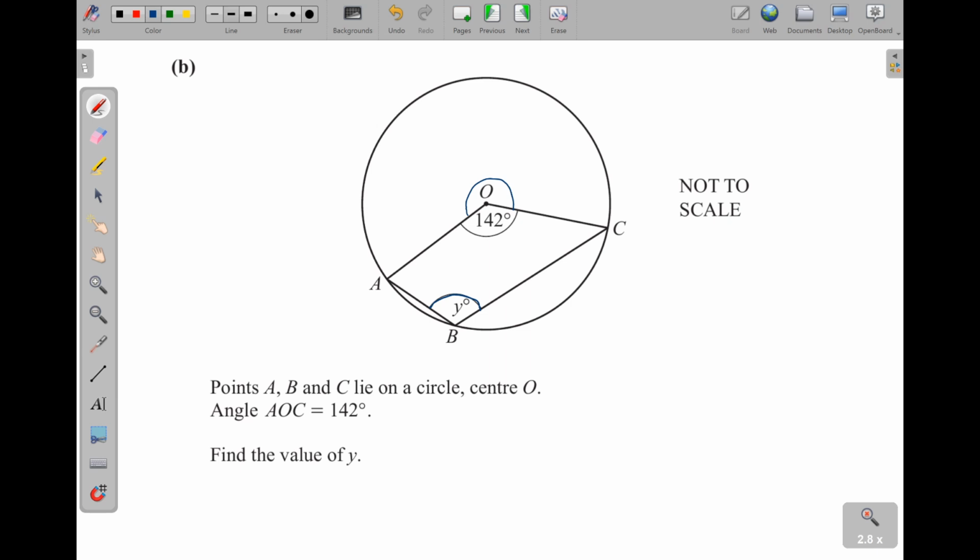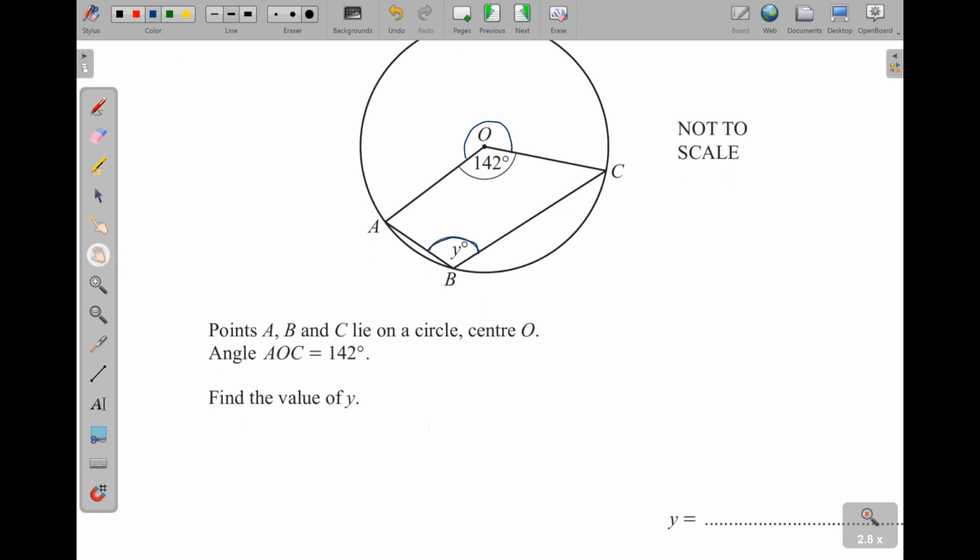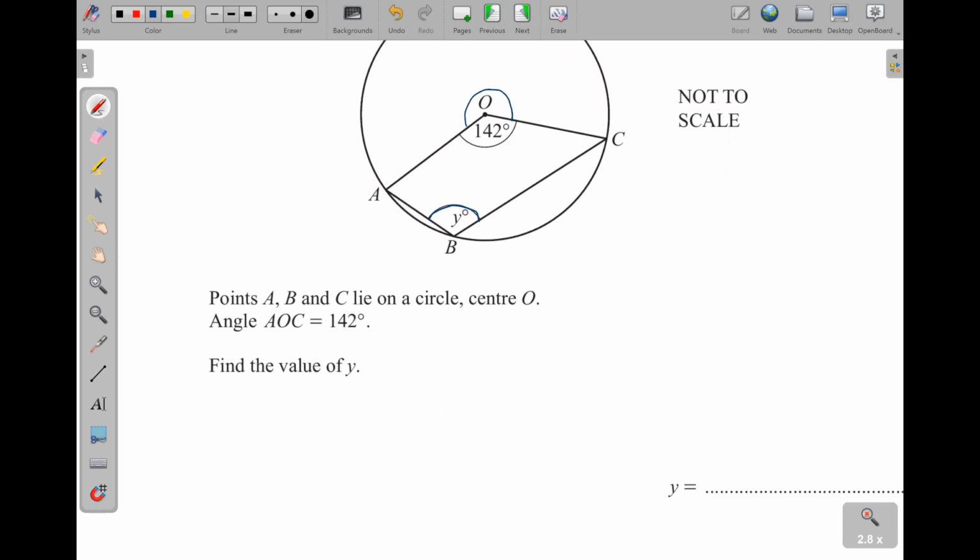And you know that angles at a point sum up to 360 degrees. So I would say reflex angle AOC is equivalent to 360. This is the reflex I'm talking about.